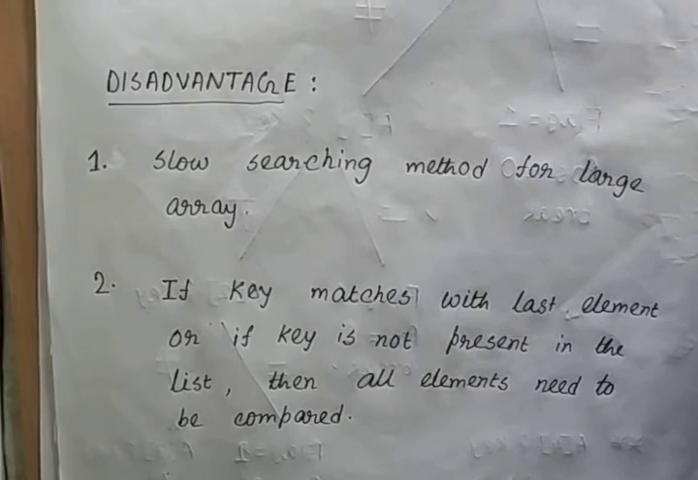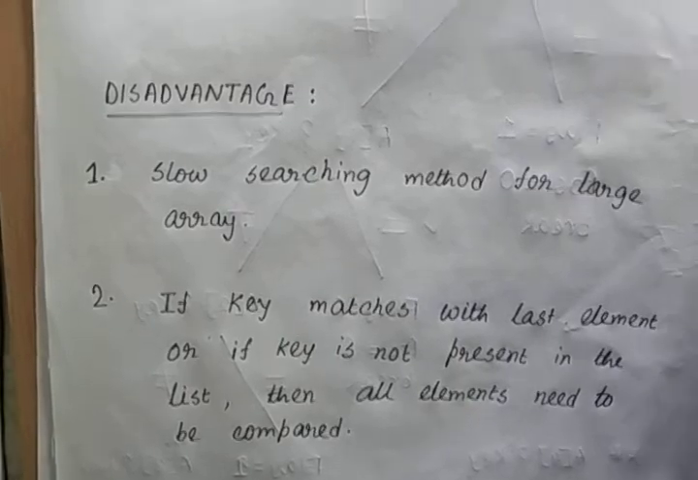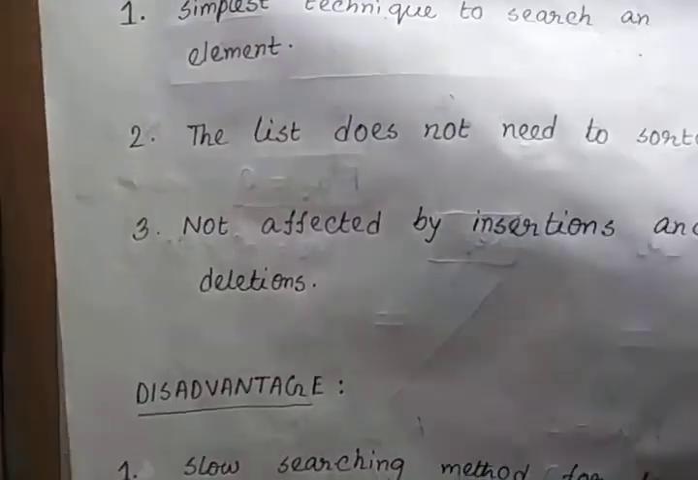So in linear search, this is the worst case: when the key element is present at the last position, or the key element is not present at all in the array. In both cases you need to compare all the elements with the key element. Now let us move to the program code, right?